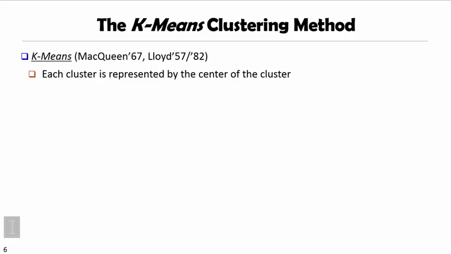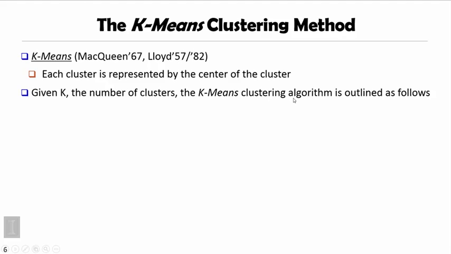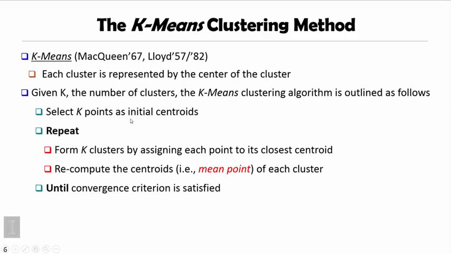But no matter what, the common thing for this algorithm is that every cluster is represented by the center of the cluster, or we can say the centroid. The k-means algorithm can be outlined as below. Given k, the number of clusters, first we select k points as initial centroids. Of course, you can select them randomly; that's what the original k-means did. Or you may have some smart way to select them, which we will introduce later. Then we put this in the repeat-until loop.